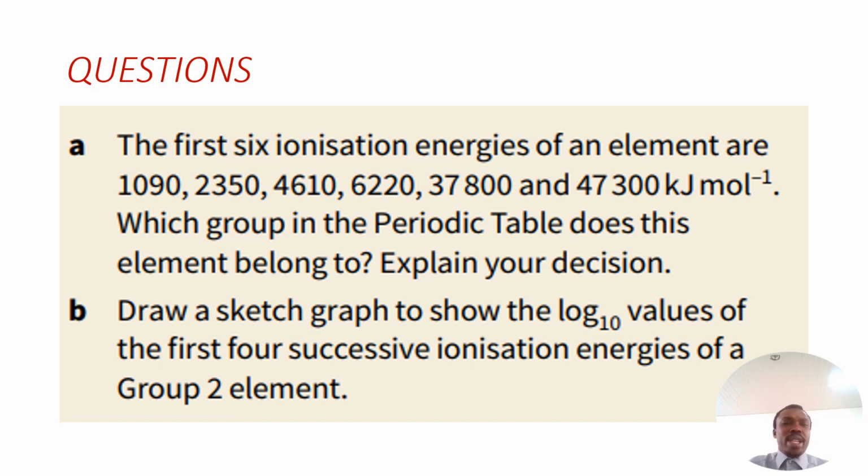Then the next one is: draw a sketch graph to show the log values of the first successive ionization energies of a group 2 element. You can just pick a group 2 element. It can be calcium, it can be magnesium. Just pick a group 2 element, then plot a graph of the successive ionization energies against the number of electrons removed. Please attempt this. It's as simple as ABC.